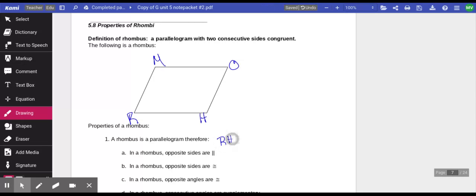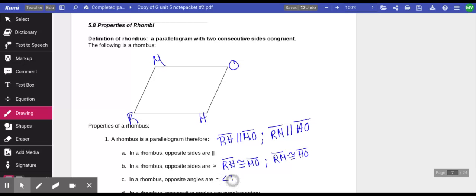parallel. So RH is parallel to MO, and RM is parallel to HO. Opposite sides are congruent because it's a parallelogram. So RH is congruent to MO, and RM is congruent to HO. Opposite angles are congruent. So angle R is congruent to angle O, and angle M is congruent to angle H.